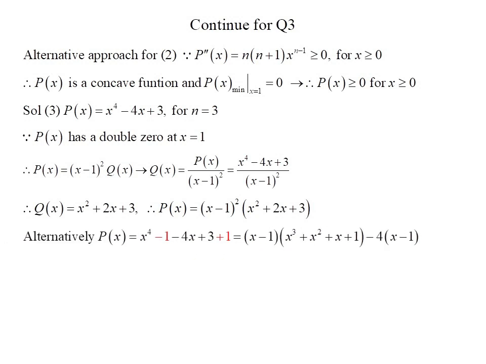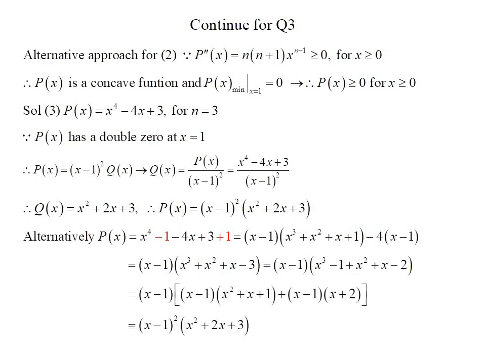Alternatively, we may factorize the polynomial directly by subtracting 1 and adding 1 at the same time, as shown in red on the screen. Here we proceed with the basic factorizing technique and obtain the factorized expression of the polynomial p(x) as shown on the screen.